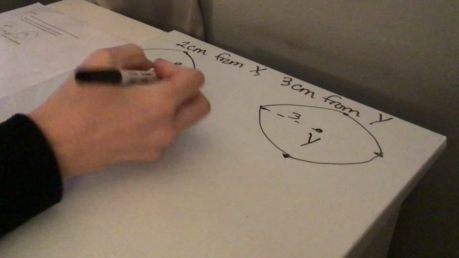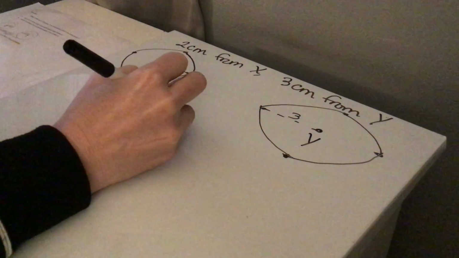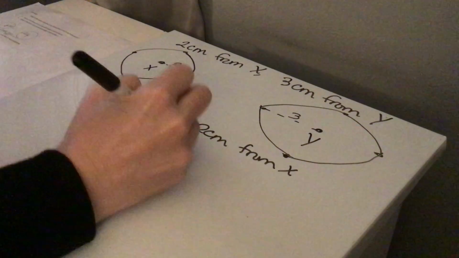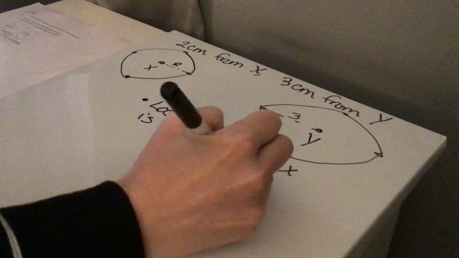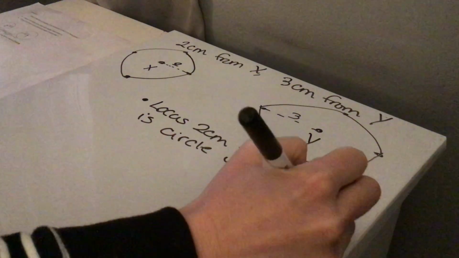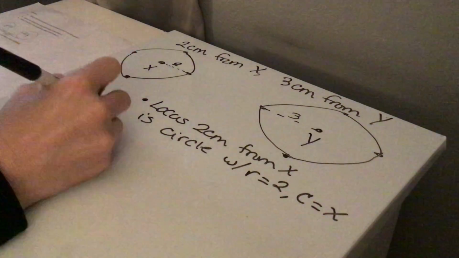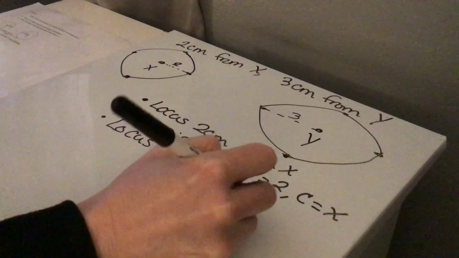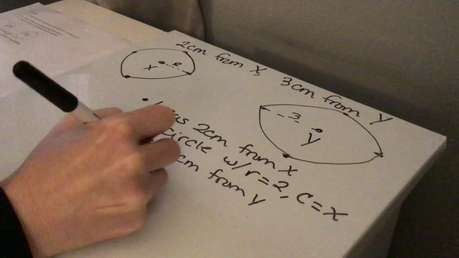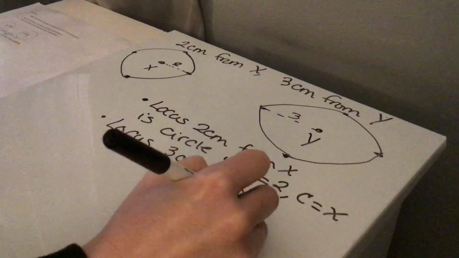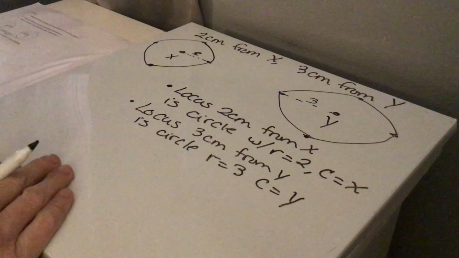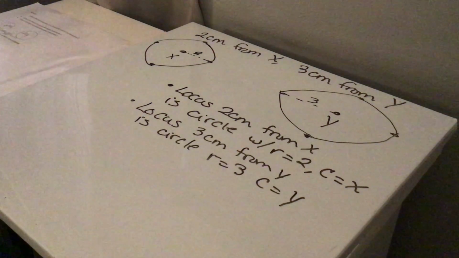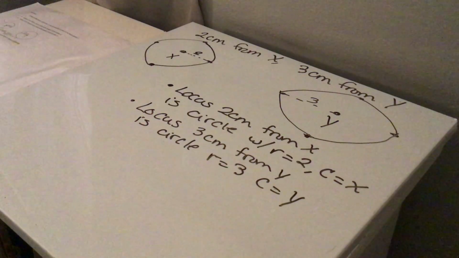But, so we can describe it this way, right? The locus that's 2 centimeters from X is a circle with radius equal to 2, center at X. Okay? And the locus that's 3 centimeters from Y is again a circle with a radius of 3 and center at Y. So you're looking for points that satisfy both conditions, okay? But it depends on where point X and Y are, right?